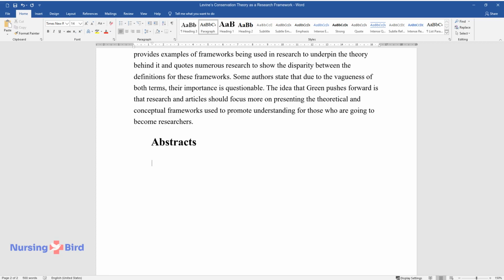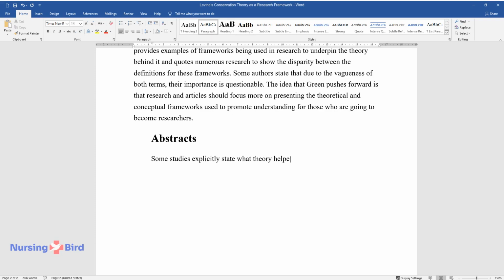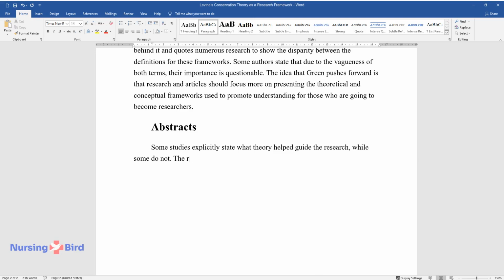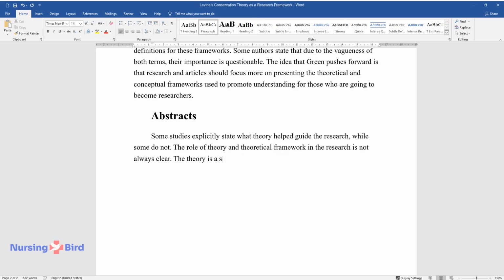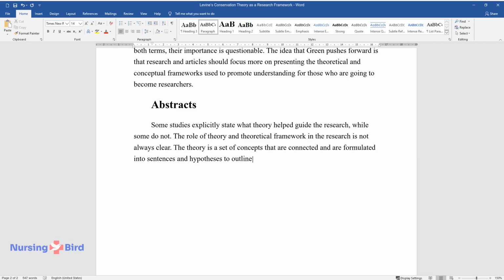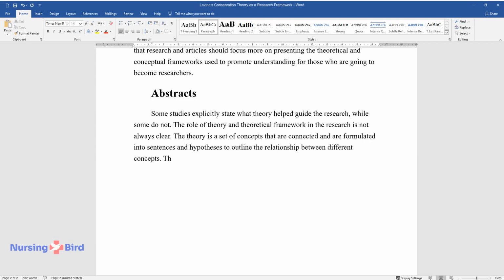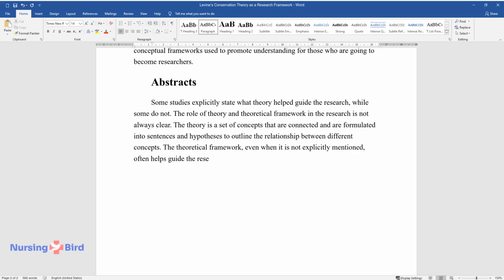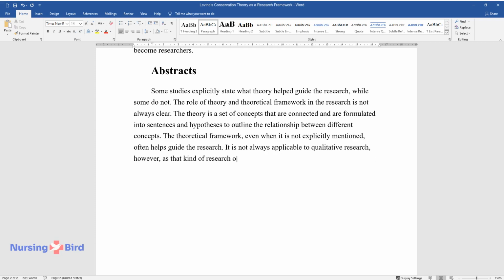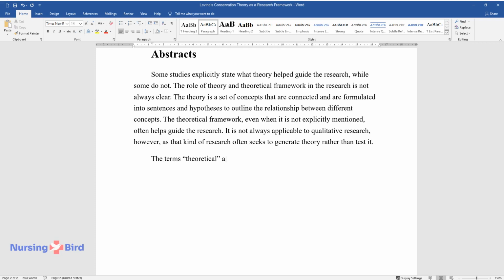Abstracts. Some studies explicitly state what theory helped guide the research, while some do not. The role of theory and theoretical framework in the research is not always clear. The theory is a set of concepts that are connected and are formulated into sentences and hypotheses to outline the relationship between different concepts. The theoretical framework, even when it is not explicitly mentioned, often helps guide the research. It is not always applicable to qualitative research, however, as that kind of research often seeks to generate theory rather than test it.